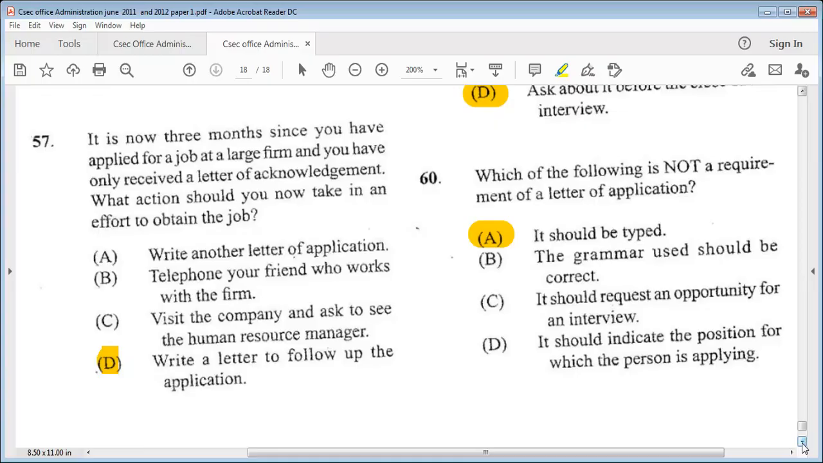So this is it, guys. We have come to the end of the CSEC Office Administration June 2012 past paper 1.